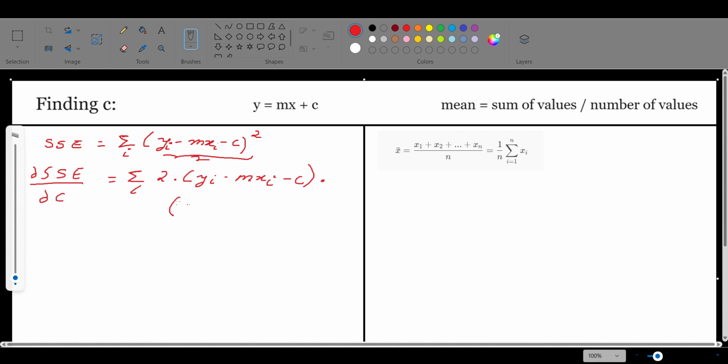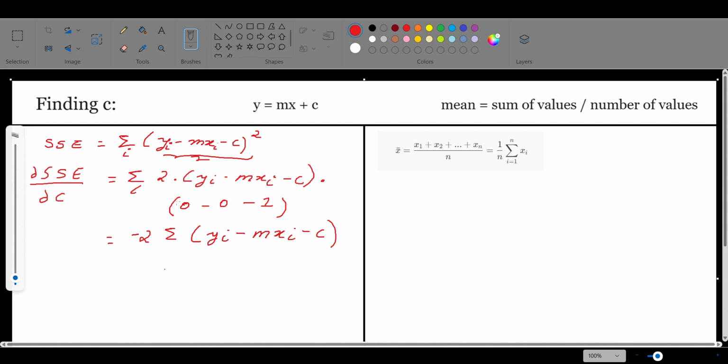So when you take the derivative with respect to c, you'll get a 0. m and xi are again constants, because here you're finding the derivative with respect to c, and xi is just another value like yi. So this is also 0, and for minus c, the derivative is equal to minus 1. So this is equal to minus 2, bringing out the constants, summation of yi minus mxi minus c.